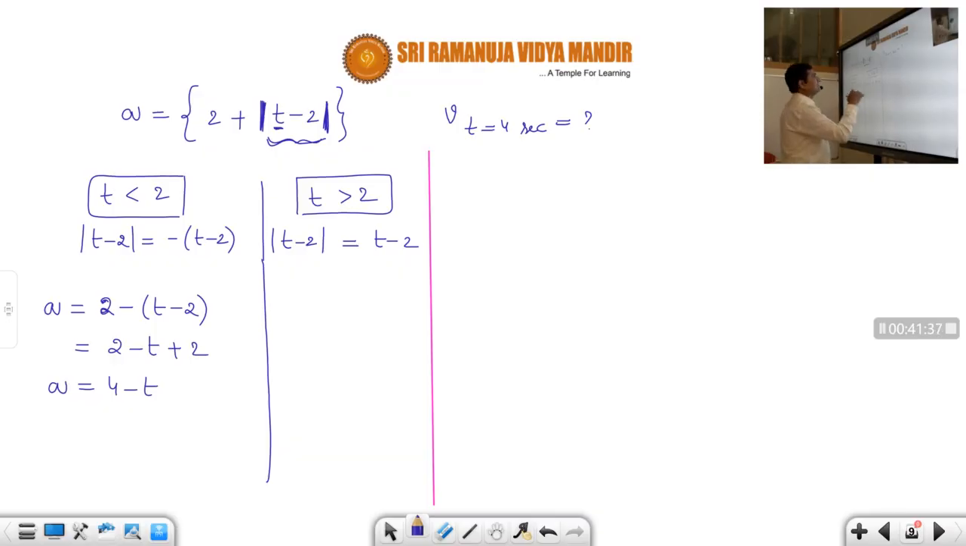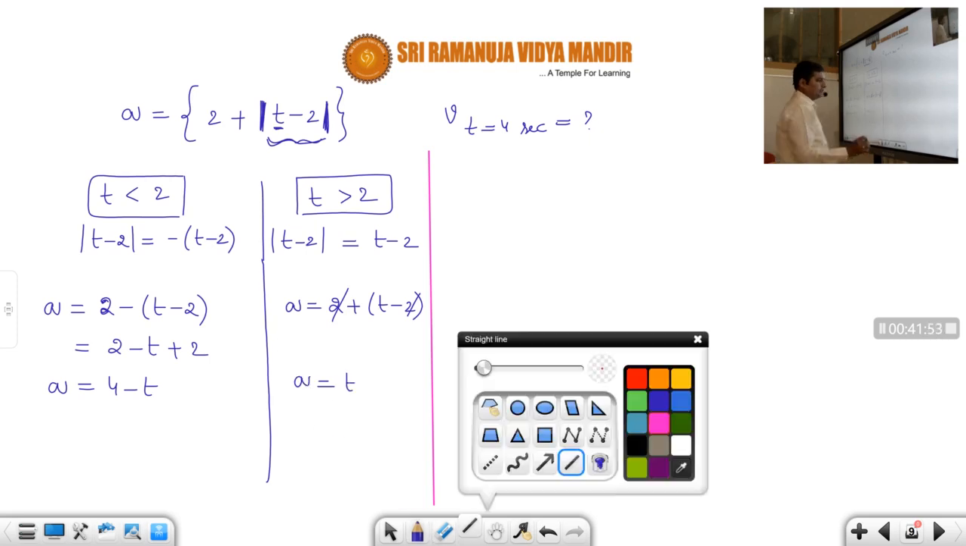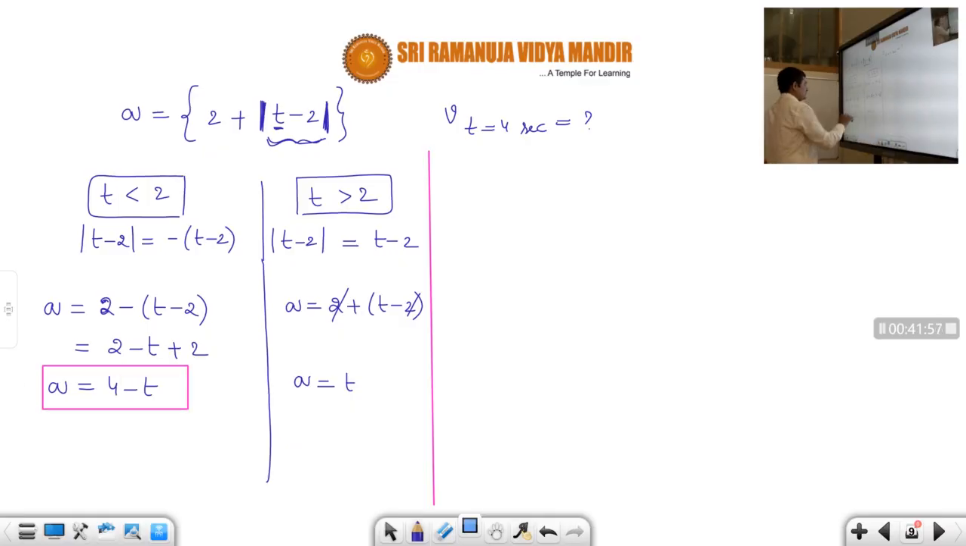Now what will be the equation for acceleration t greater than 2? A is equal to 2 plus t minus 2. So 2 will get cancelled. So acceleration equation will be equal to, here acceleration equation A is equal to t only, students. So please remember, students, here we have two equations for acceleration. One is a equal to 4 minus t, another is a equal to t.